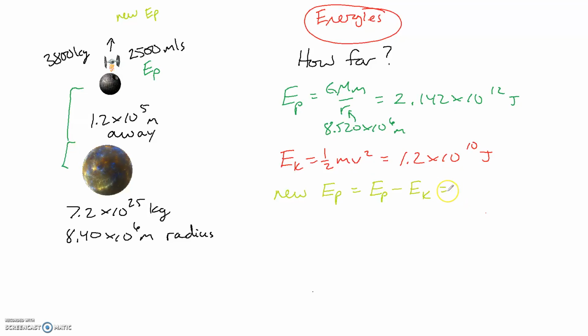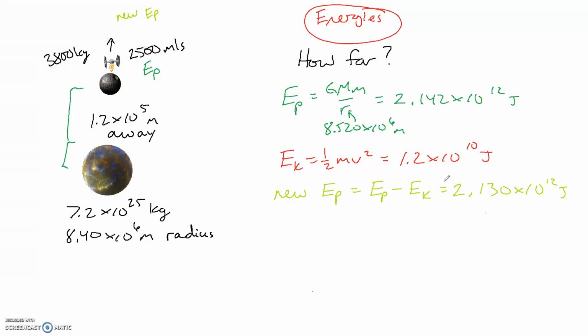If I do that, I find that its new potential energy is going to be 2.130 times 10 to the 12 joules. Okay, so it started with 2.142 times 10 to the 12 joules of potential energy. It then used 1.2 times 10 to the 10 joules of kinetic energy to get farther away, reducing it by that amount, leaving it with 2.130 times 10 to the 12 joules of potential energy when it eventually stopped.